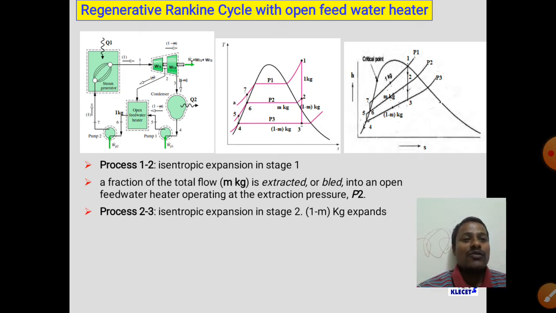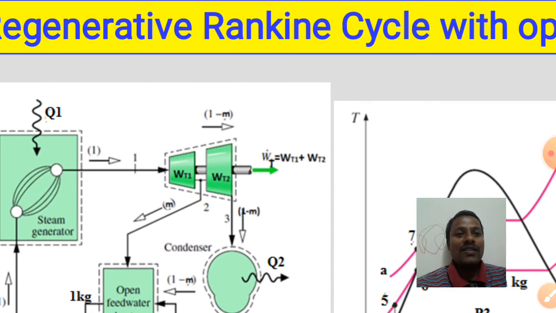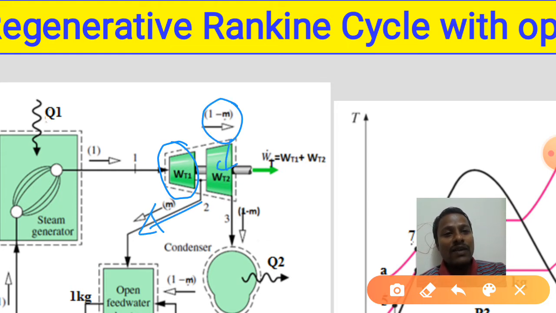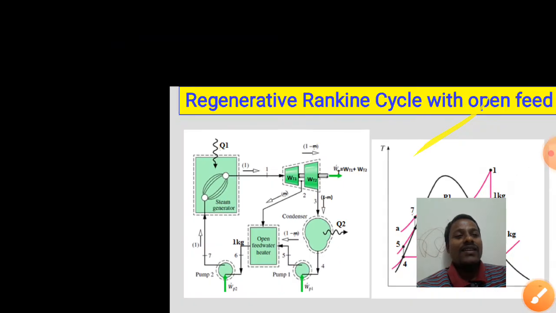Then process 2 to 3 is isentropic expansion in stage 2, that is only 1 minus m kg expands inside the steam turbine. So that can be seen here. We have the full 1 kg expansion in turbine stage 1, and after extraction of m kg, only 1 minus m kg will expand in turbine stage 2. Because of that the total turbine work, that is WT1 plus WT2, is produced.